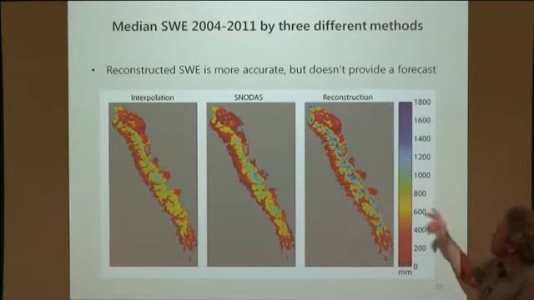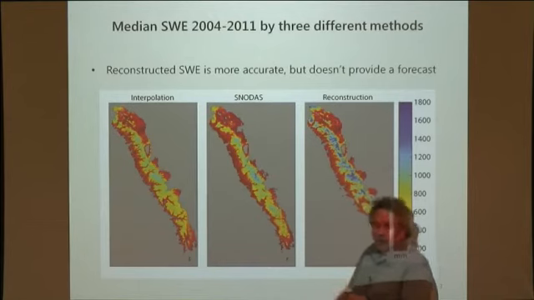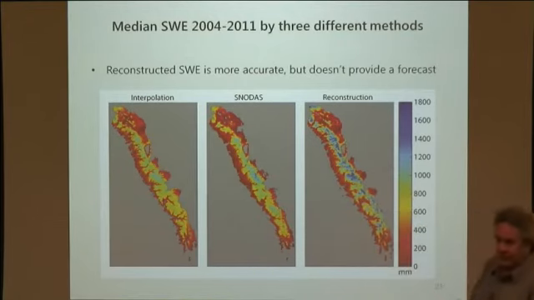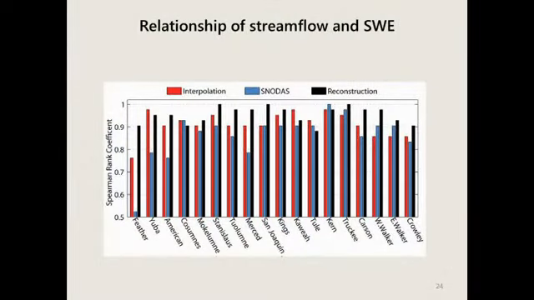And these are the median values for the 7-year period. And that's the period in which SNODAS has been running. MODIS goes back to 2000. And so what you notice about this is there's a lot more snow in the reconstruction. And so one of the questions is, well, is that right? And so what we've done is to look at that.